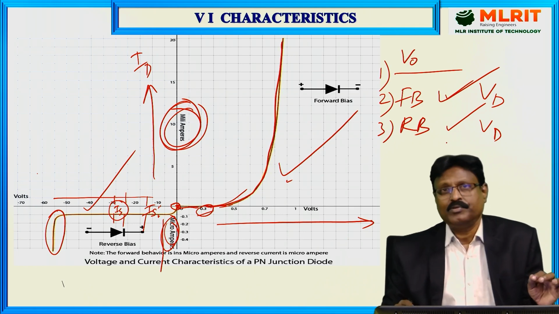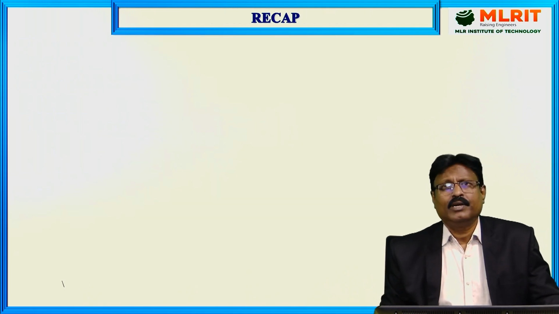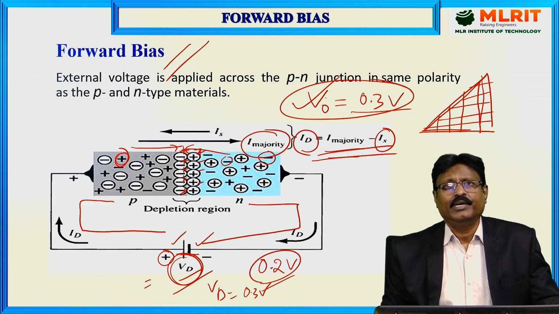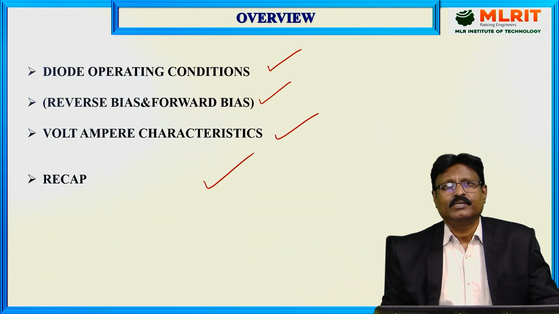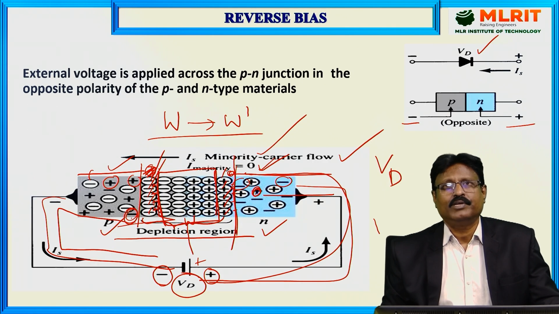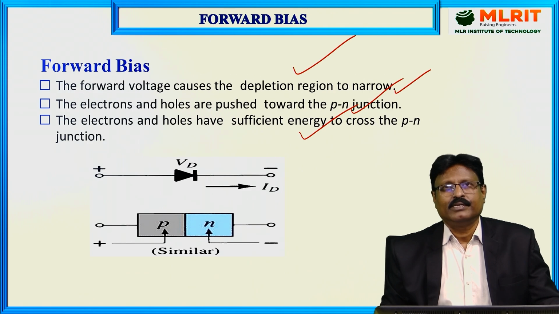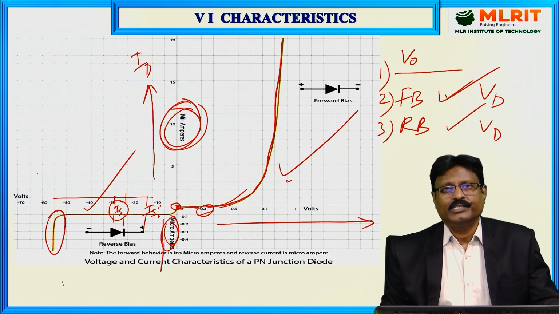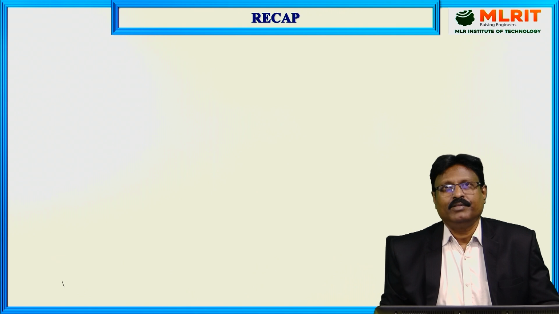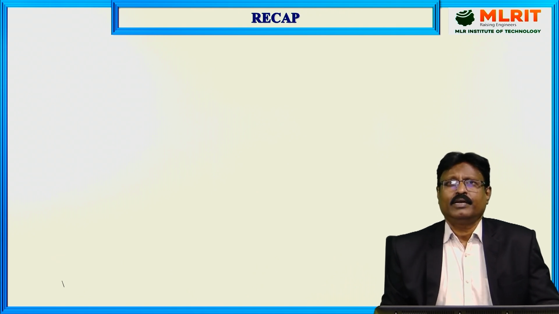So this is about my lecture. Let me recap the things. First, I explained about the reverse bias mode of operation, and next forward bias, and next, by these operating modes, I explained about the VI characteristics. With this, I conclude, and I will be continuing in the next class.